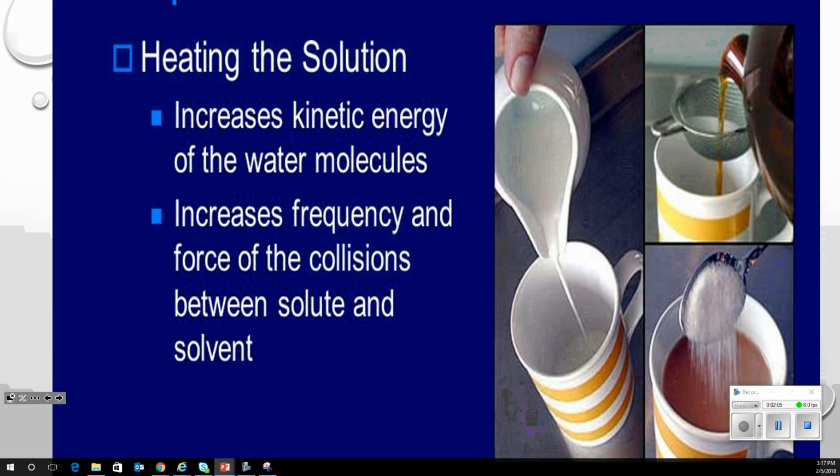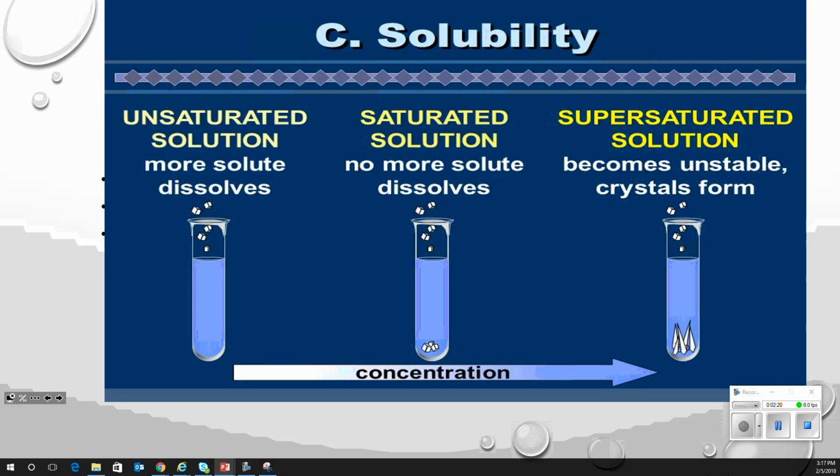Heating the solution also increases the kinetic energy of the molecules in the solvent, and because of that moves the water molecules around and causes them to be in more frequent contact with the solute.